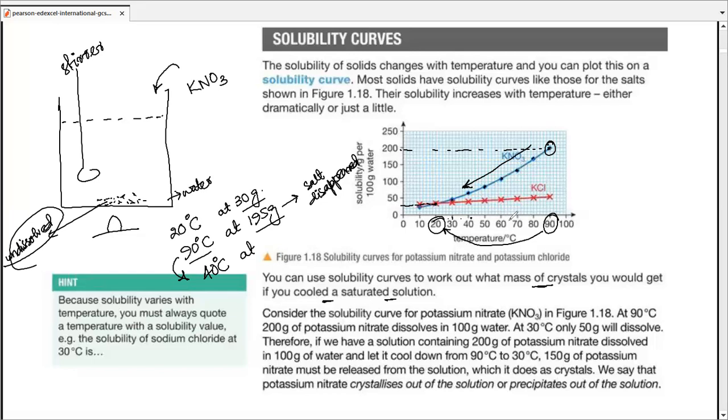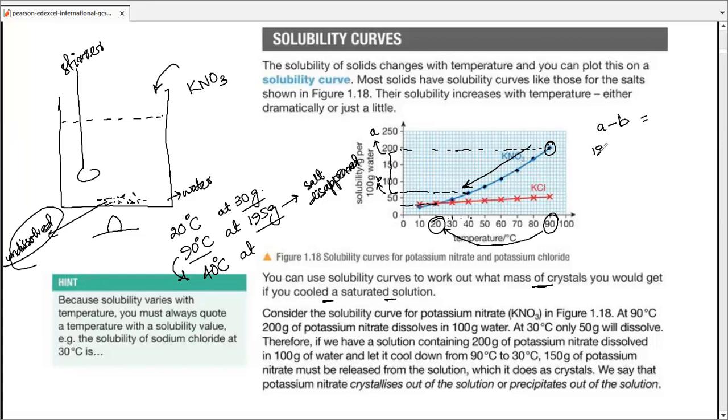So when we go from 90 to 40, we can already predict how much of this would settle down at the bottom. Yes. So you ought to take this value and this value. Let's say this value is A, let's say this value is B. You're supposed to simply subtract B from A and you know the answer.